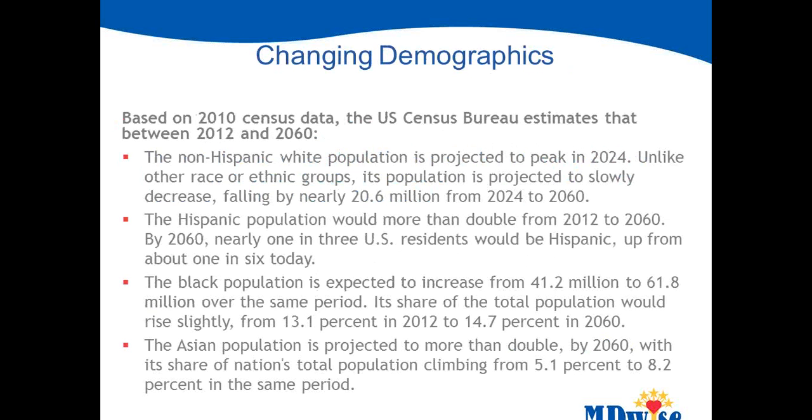Nationally, the U.S. Census Bureau is predicting significant changes in our population's demographics, with America becoming considerably older and more ethnically and racially diverse. The non-Hispanic white population is expected to slowly decrease, while the black population is expected to rise slightly. The Hispanic and Asian populations are expected to more than double between now and the year 2060. Blacks and whites are projected to be the two slowest growing demographic groups in the nation.